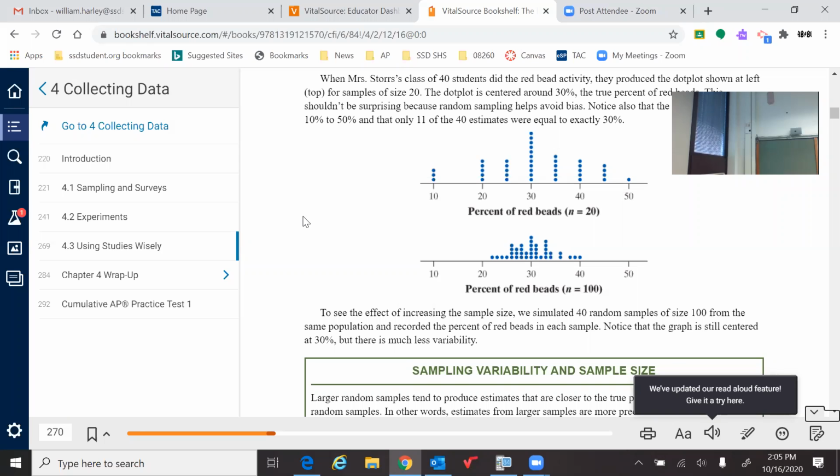How many red beads do you expect to get? That's your question. 30%. Three tenths times 20? 6, thank you. You expect to get 6 red beads. If you didn't get 6 red beads, you consider yourself a failure. Yeah, because some people are going to get more than 6, some people are going to get less.